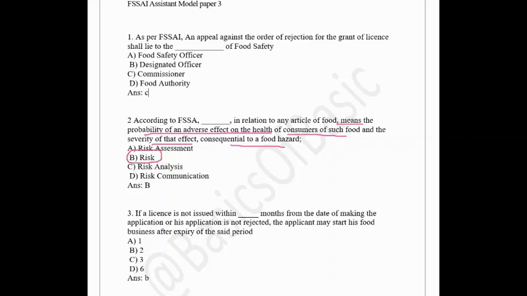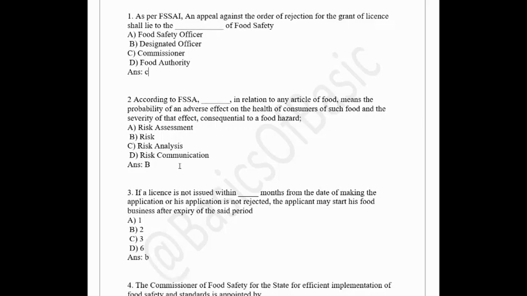The question looks lengthy, but the answers will be simple. You need to be a bit more careful and cautious while reading the question itself so that you won't get trapped in these kinds of questions. The answers are very simple, but they're also confusing because they are similar to each other, like risk assessment, risk analysis, and risk communication. So you need to be very careful here.